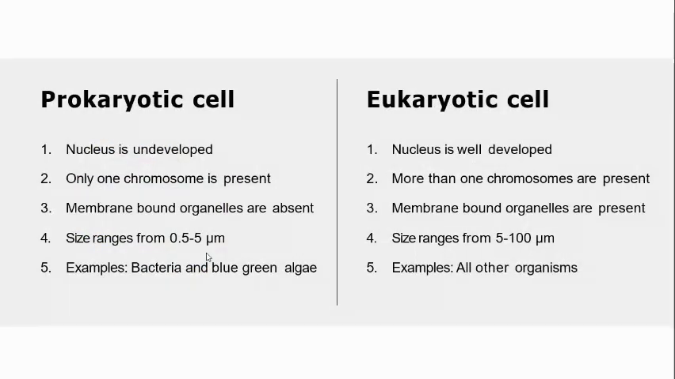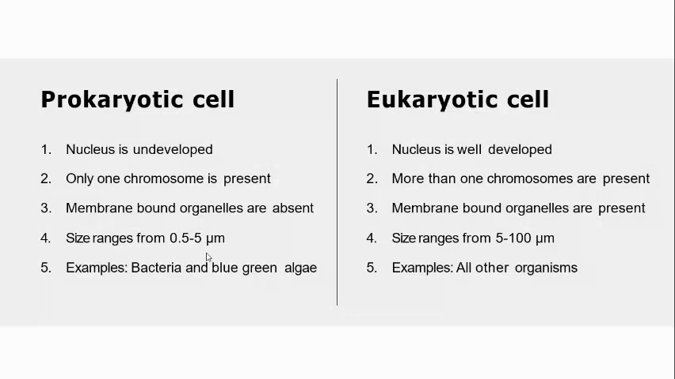So, the differences between the prokaryotic cell and the eukaryotic cell. Now, when we say prokaryotic cell, we're talking about a cell that is considered to be unicellular, while the eukaryotic one is a multicellular or many-celled organism. In the prokaryotic, the nucleus is underdeveloped, while in the eukaryotic, the nucleus is well developed. Next, only one chromosome is present in the prokaryotic, while more than one chromosome is present in the eukaryotic. Membrane-bound organelles are absent.